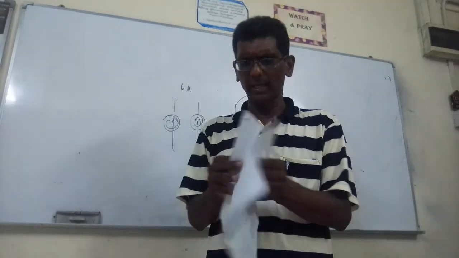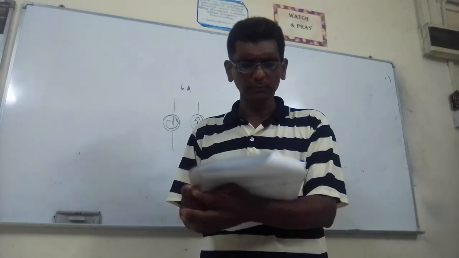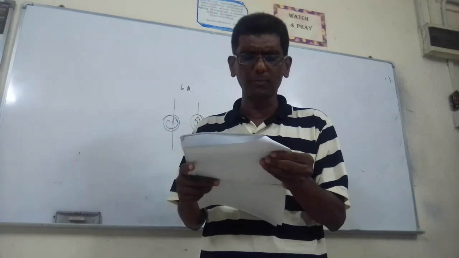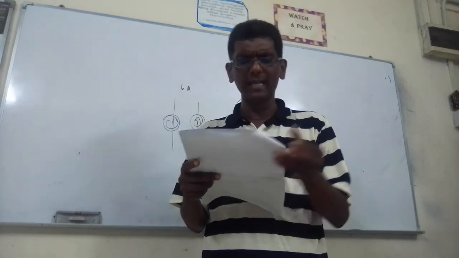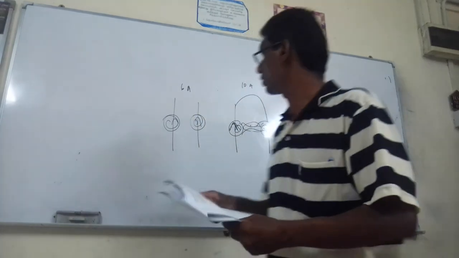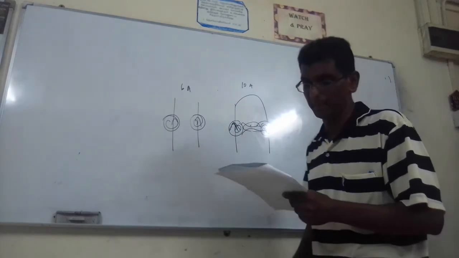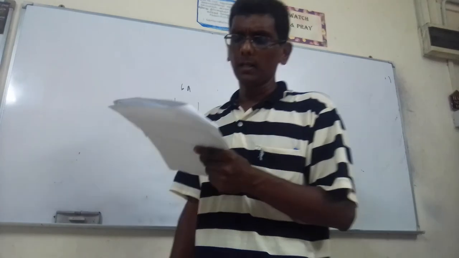Question number 8. Which of the following is true about the magnetic field produced by the current in a flat circular coil? It is stronger at the center. Answer C. Question 9, the strength of the magnetic field at the center of a circular coil carrying current decreases when the radius of the coil is greater.